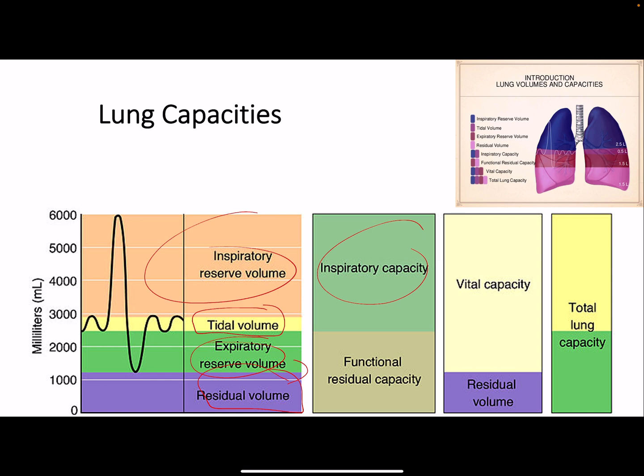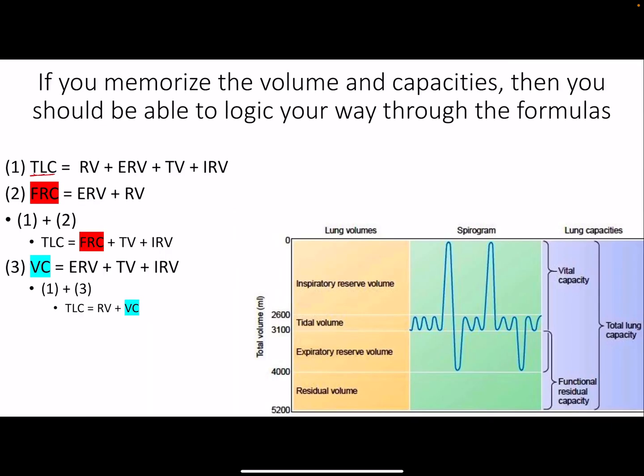Inspiratory capacity is just tidal volume plus IRV. Vital capacity is these three things added together: IRV, TV, and ERV. And then, of course, total lung capacity, we can splice this up a couple of different ways. Total lung capacity is RV plus ERV plus TV plus IRV. But remember, FRC, which is really important for a bunch of different things, is equal to the expiratory reserve volume plus the residual volume. If we combine these two formulas, we can redefine the total lung capacity as the functional residual capacity, which is really just the ERV plus the RV, plus the tidal volume, plus the inspiratory reserve volume.